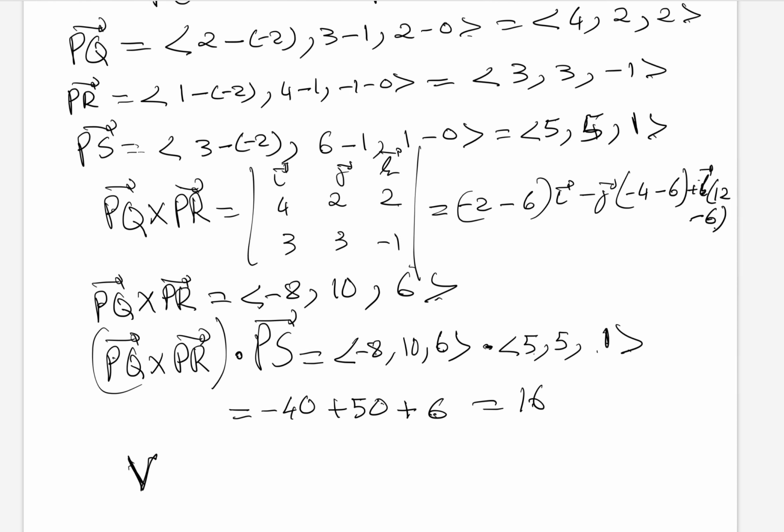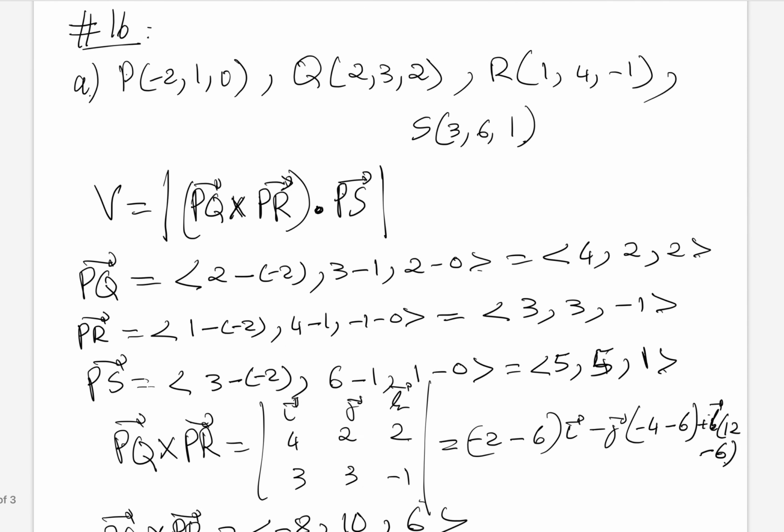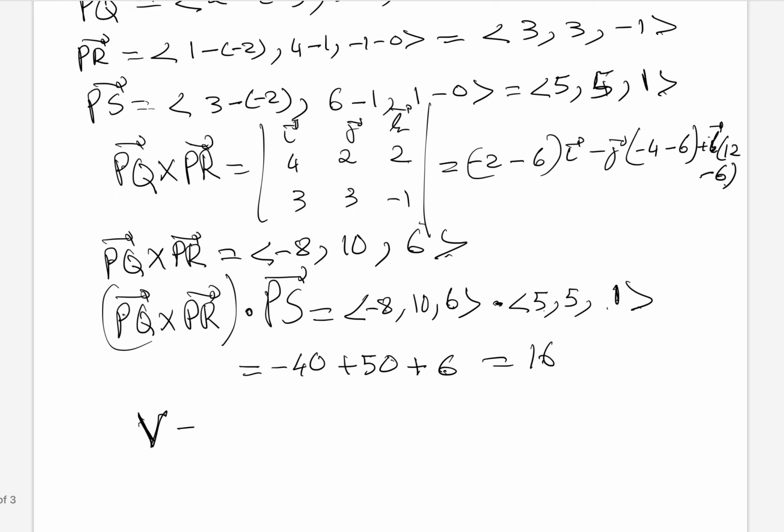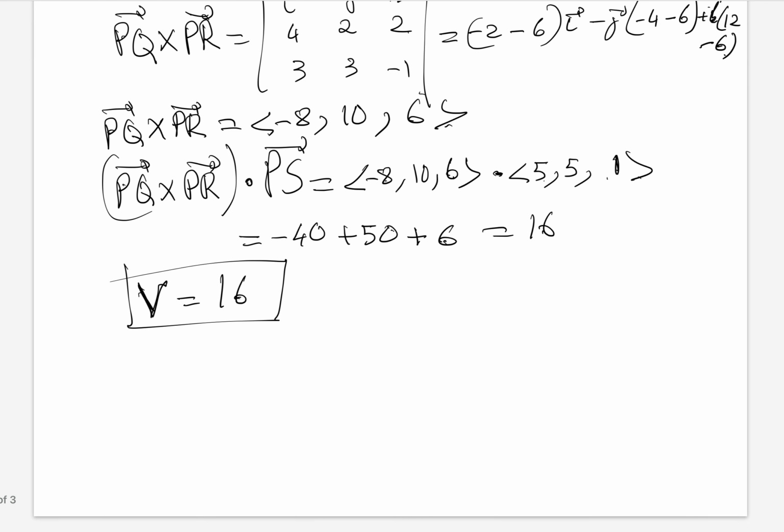Okay, you have this one. So you have V is equal to, so the norm, since it's positive, is fine. So the volume is just 16. That's it. Okay, that's the volume. Good. And the same process applies for B, the same process as A. Same process, okay?